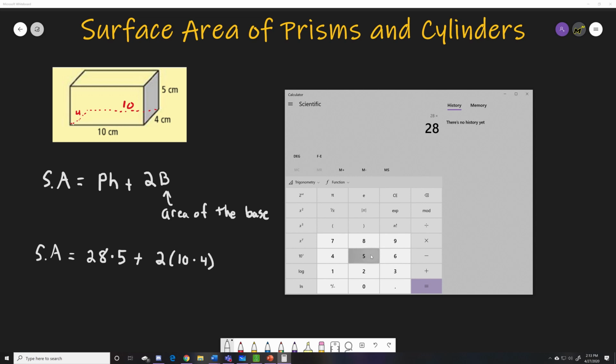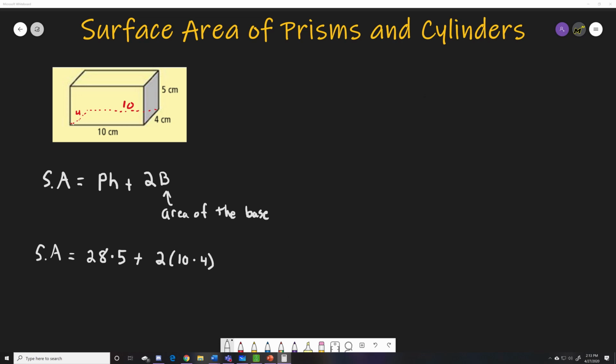So we have 28 times 5, which is 140, and then you have 40 times 2, which is 80, so add your 80 in, and you're at 220 for the surface area. So surface area equals 220 centimeters squared. Alright, let's take a look at one more of these problems.